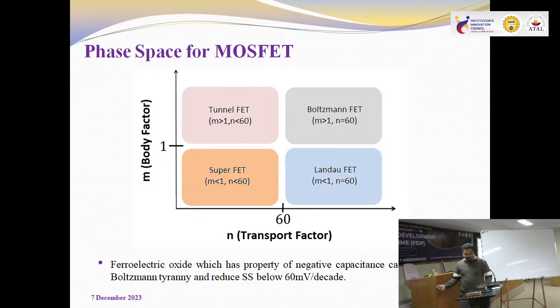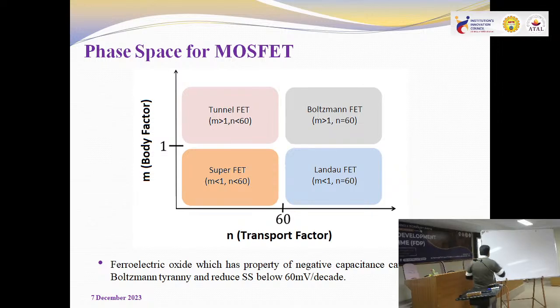But the work which I have done is related to Landau FETs. I have worked in this region where I am keeping the transport the same. Transport the same means the same as MOSFET. Whatever transport is happening in MOSFET, the same transport is happening in my device. But I have tried to alter M. M is nothing but the body factor. I have tried to alter the body factor. And how can I do this? I am trying to make M less than 1.